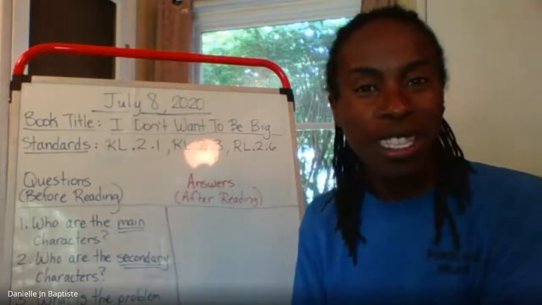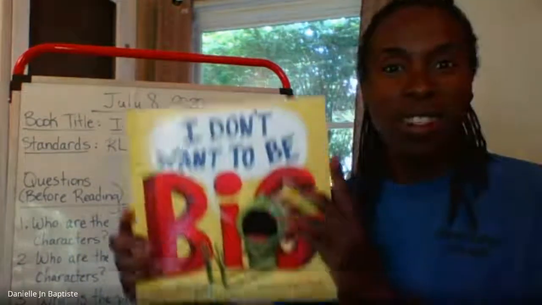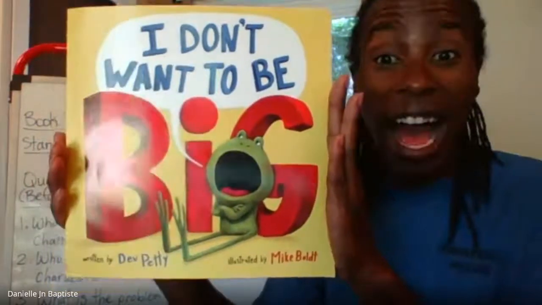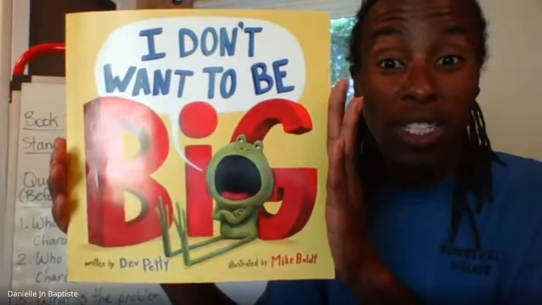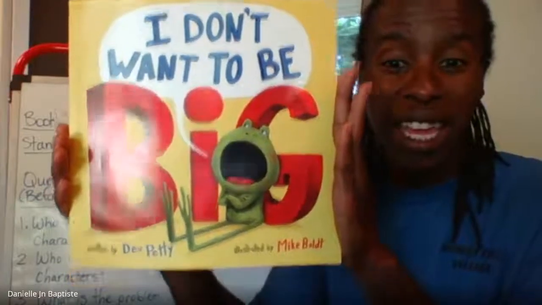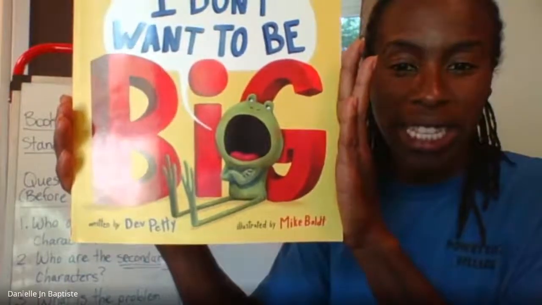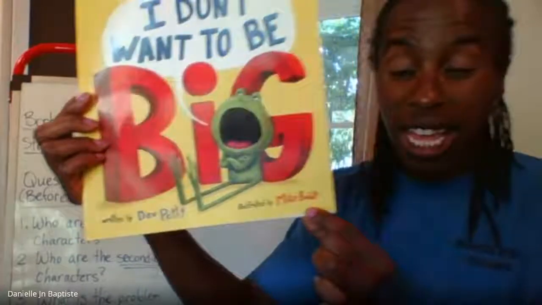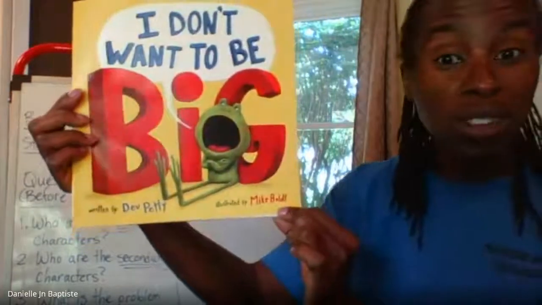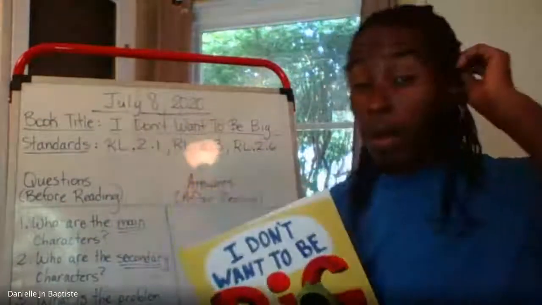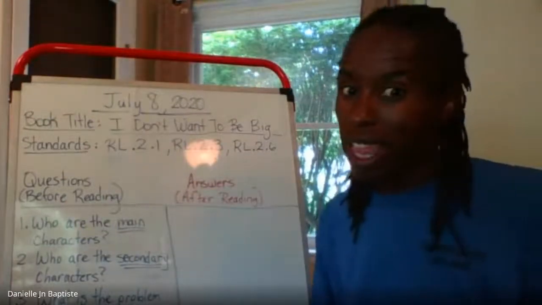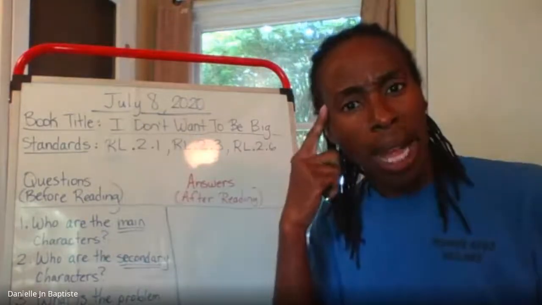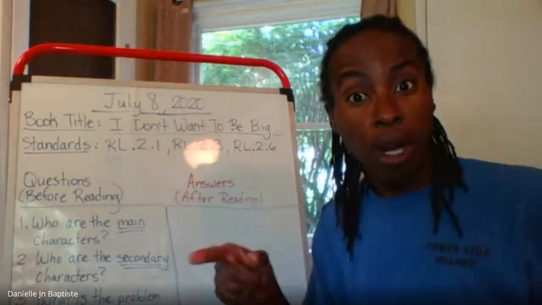And I'm here to present a lesson to you that is based on this wonderful book, which is called I Don't Want to Be Big. It is written by Dev Petty, and the illustrator, the person who drew the pictures, his name is Mike Bolt. So before we get started, I would like to present some questions to you that you should keep in your mind while I read the book.